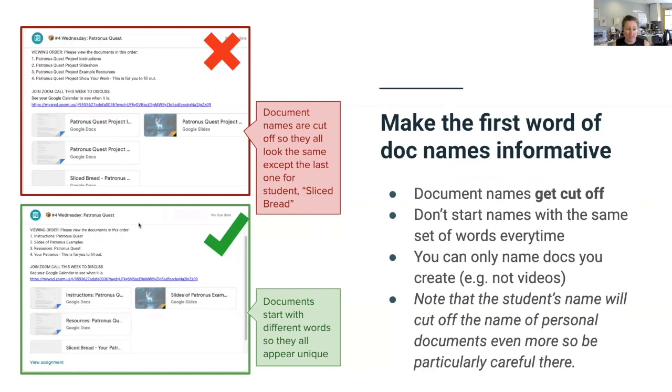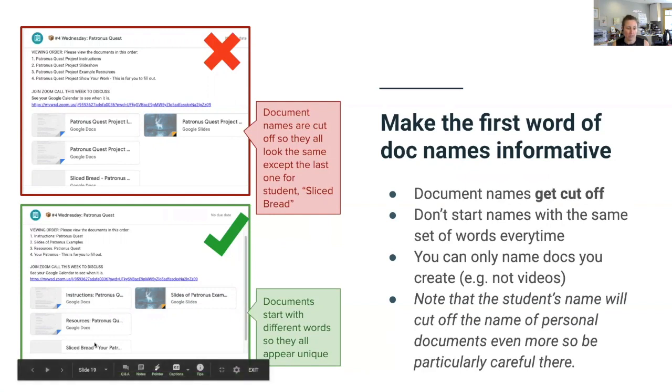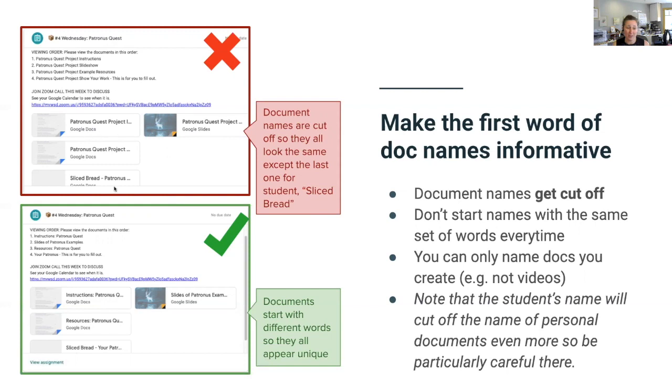So the best practice here is start the document with different words so they all appear unique. You can see I just rearranged it. This one's now instructions, Patronus Quest. This is now resources. This is slides. And this is the student sliced bread, and then your Patronus. So this is kind of how it appears in the student view. Just be mindful of what's going to happen, and don't name your things all at once like this, because it's just going to be too confusing for students to know what to do.